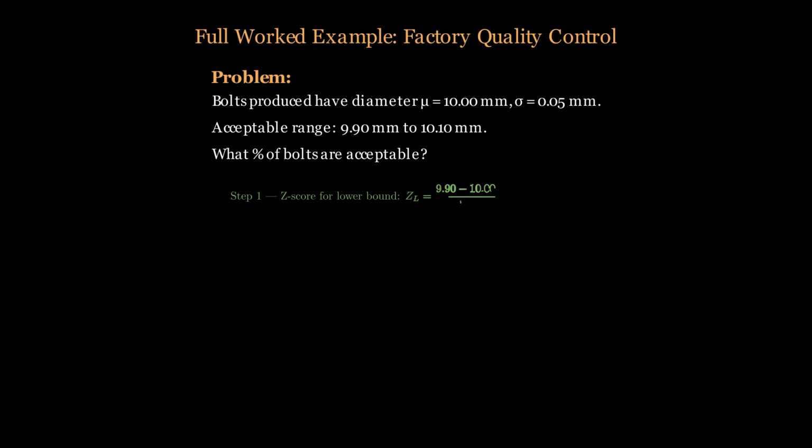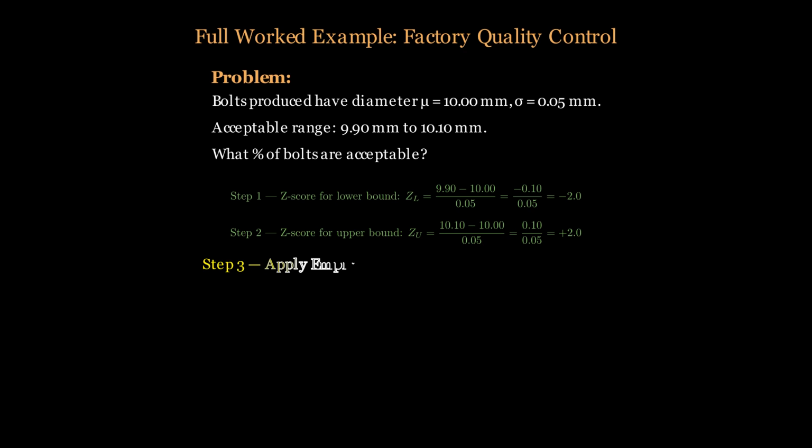Step 1. Compute the z-score for the lower bound. 9.90 minus 10.00 divided by 0.05 equals negative 2.0. Step 2. The upper bound gives z equals positive 2.0 by symmetry. Step 3. We're asking for the area between z equals -2 and +2. The empirical rule tells us this is 95.45%. So 95.45% of bolts pass inspection.